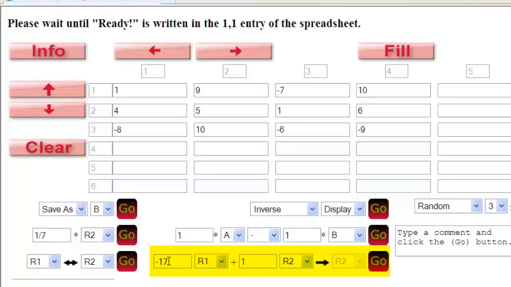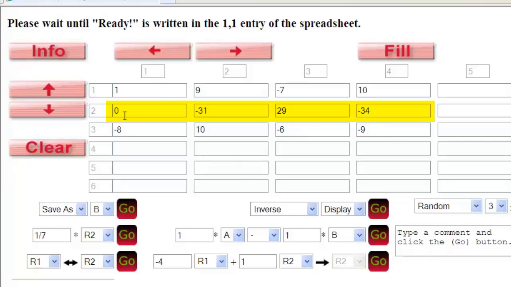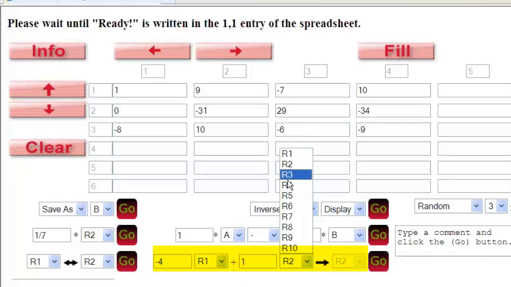In this case, we're going to take a non-zero multiple of row 1, that is negative 4, times each element in row 1, and add that to 1 times the elements in row 2 and store it in row 2. When we say go, the calculator will perform that operation. And as you can see, we have reduced row 2, column 1 to a 0. We now want to reduce row 3 by performing a row operation using row 1, but this time we want to do it on row 3.